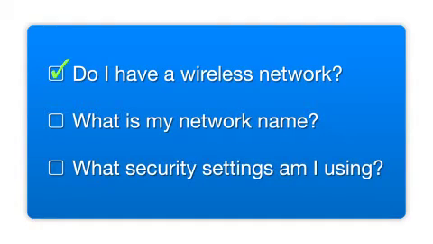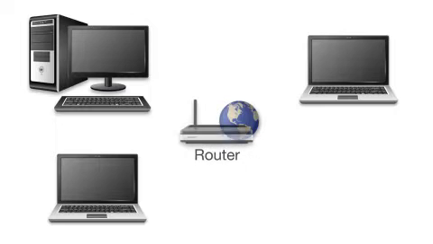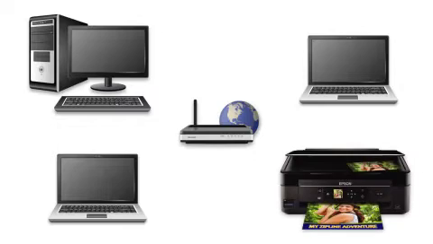Do I already have a wireless network? First, make sure you have a network already set up. Your network may include one or more computers, or an internet modem connected to a router. Before making a connection, make sure that your router is wireless. Later, you will see how to add your Epson printer by connecting it to the router.